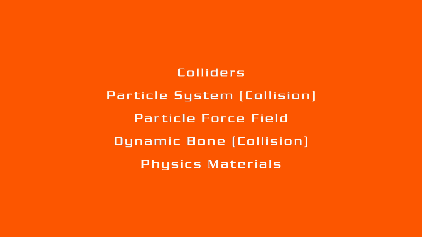Another thing, of course, are dynamic bones. You can interact with dynamic bones of other people in the game. You can create dynamic bones for the hair, for the ears, for the tail, whatever you like. It all works. And the last thing are physics materials. You can actually use physics materials to create trampolines or anything you really like. So in terms of extra components, I think that's about it. I hope I didn't miss anything.